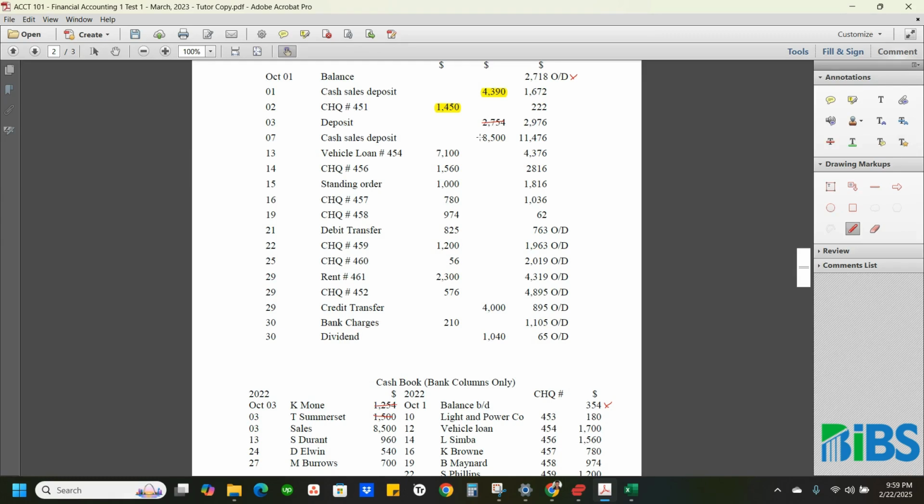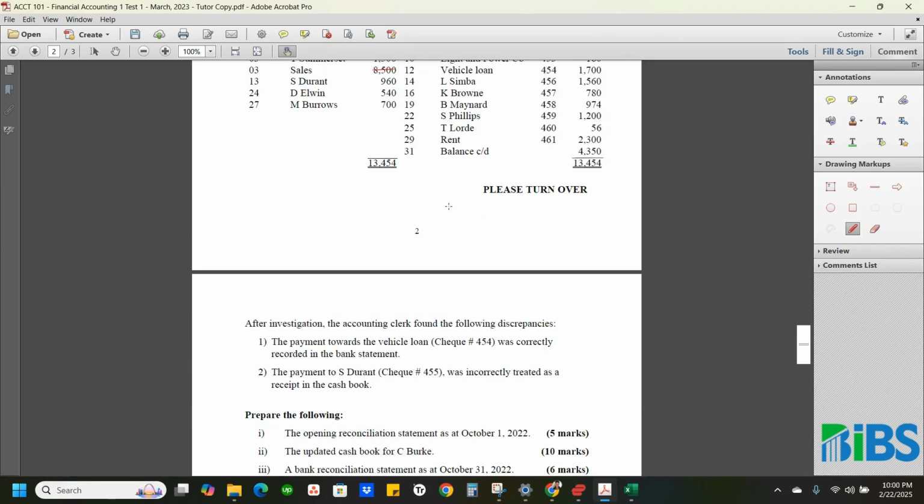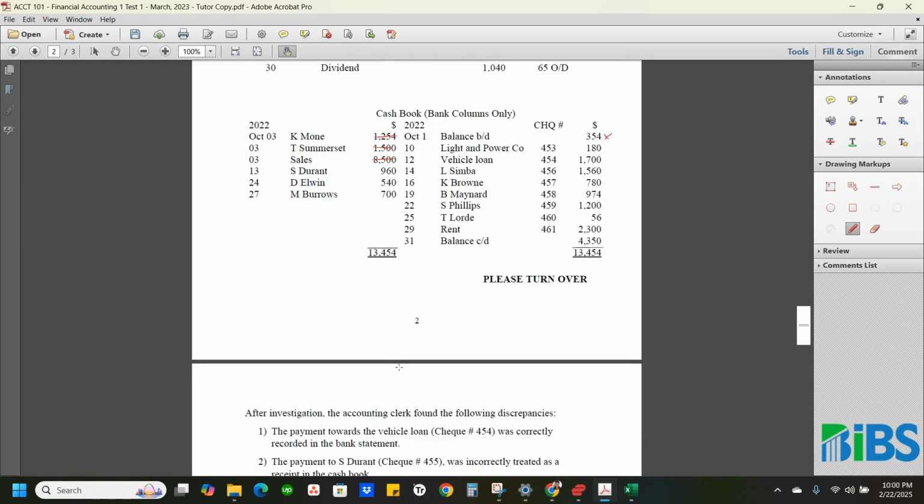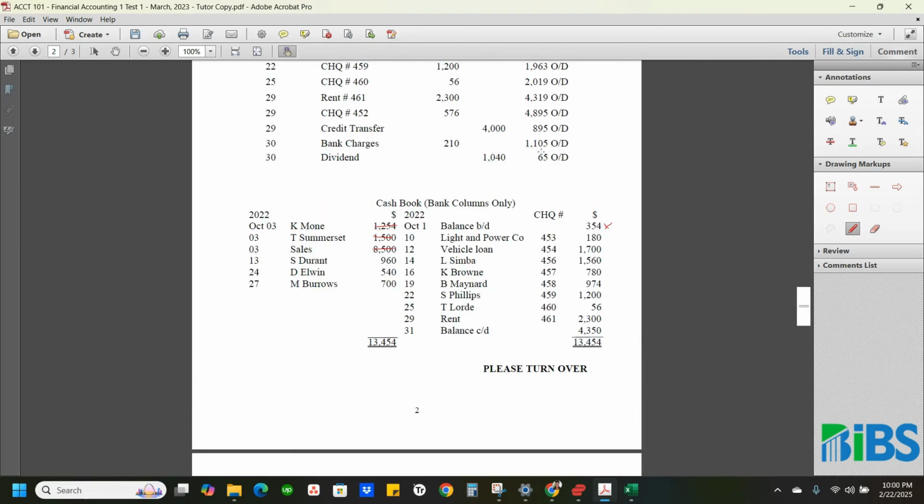On to the next one, which is cash sale deposit for 8500 in our bank statement. That is in our cash book, so let's cross it off from both reports. Here's that vehicle loan that was in our notes. The vehicle loan on the bank statement is 7100, and the note did say that it is correct on the bank statement. So let's see what it looks like in the cash book.